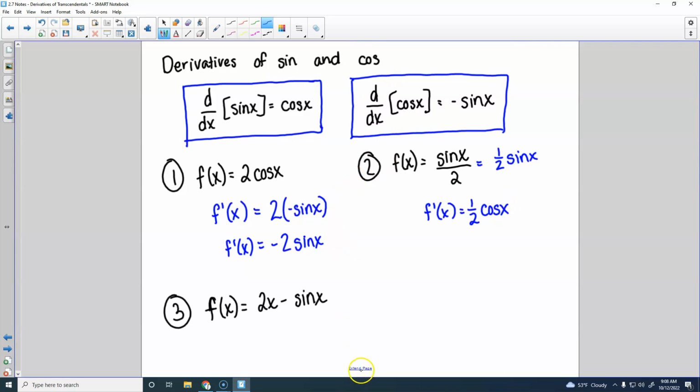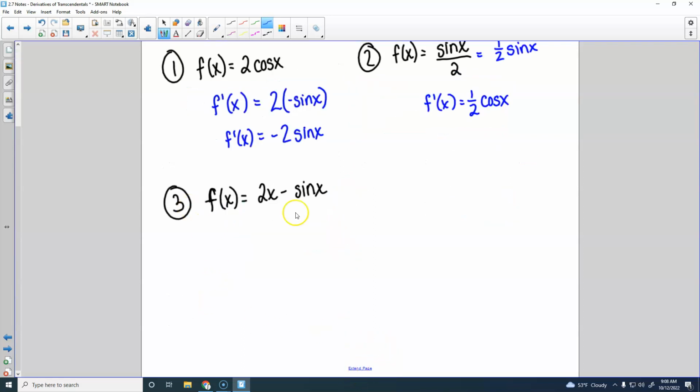All right. For number 3, we need to take the derivative of this. F prime of x. We've got a mixed function here, right? It's got a linear component, but it also has that trig component. But they're separated by a minus sign. Whenever we have terms that are separated by plus or minus signs, we just take the derivative of each one of them separately. So derivative of 2x is just 2. The derivative of sine is cosine, so we'll have 2 minus cosine x.